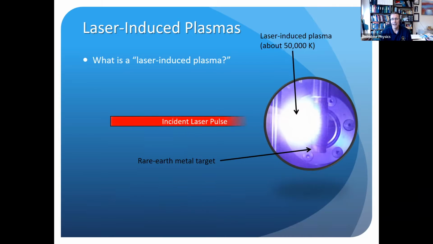And you can then do something with that plasma. Some people are trying to make fusion confinement in these plasmas. We're using it to do spectroscopy and chemistry in it. But this thing here is a laser-induced plasma.